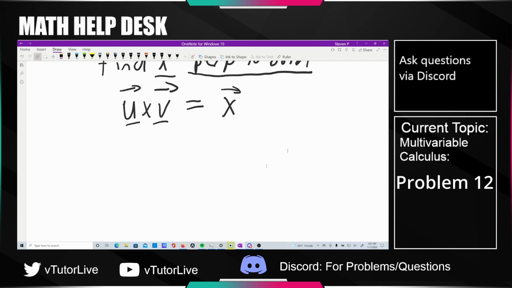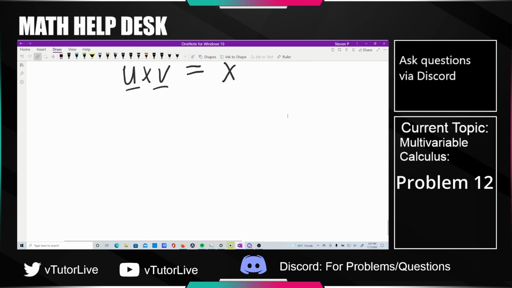Okay, find a vector u that is parallel to the yz plane and perpendicular to the vector v. Interesting.